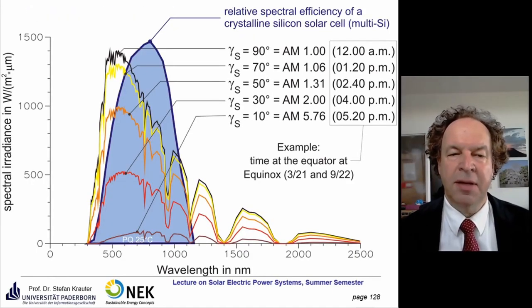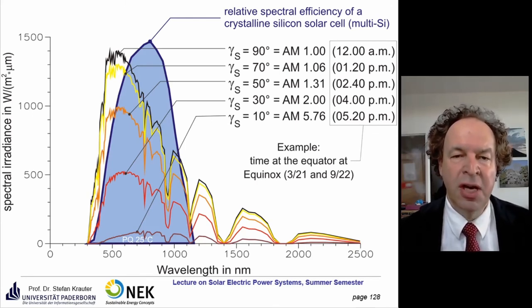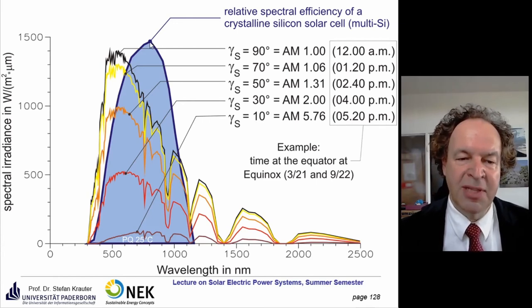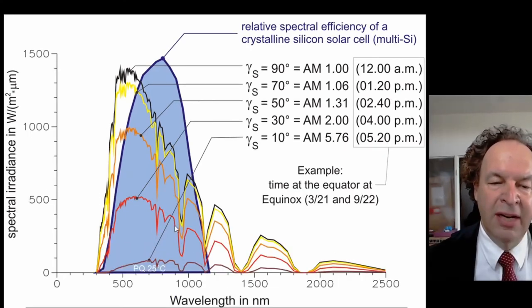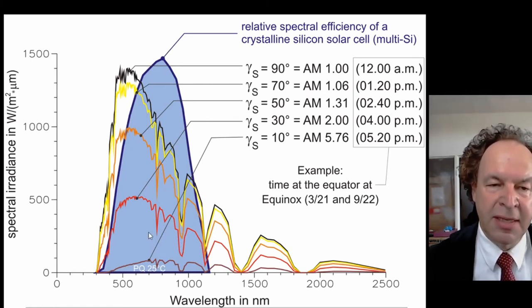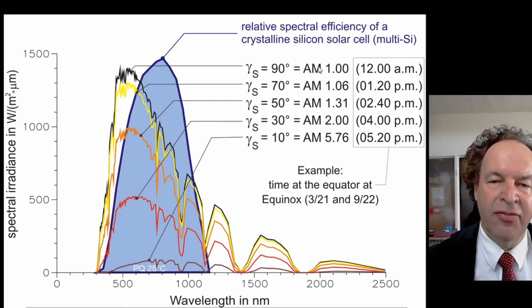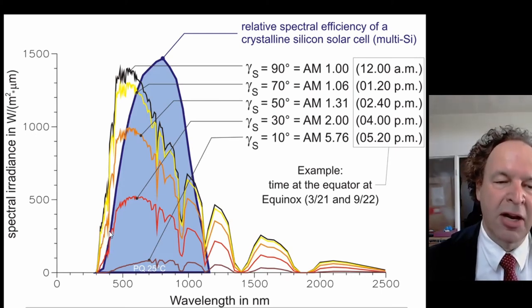Here you see the spectra at different sun elevation angles, plus the relative spectral efficiency of a multicrystalline silicon solar cell. So you see here the maximum of the efficiency, as you saw in some slides before, occurs in the vicinity of 800 nanometers, so in the red part of the spectrum. So for low elevation angles, the sun delivers a more matched spectrum to that. If the sun elevation is very high, for example here at 90 degrees AM 1.0, you see that a considerable part is in the blue part and this cannot be converted.